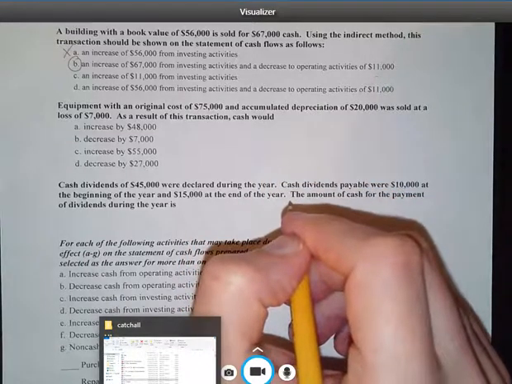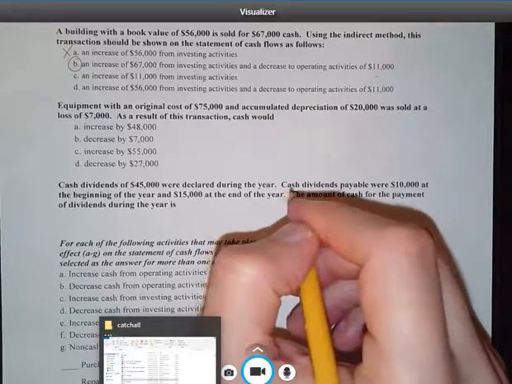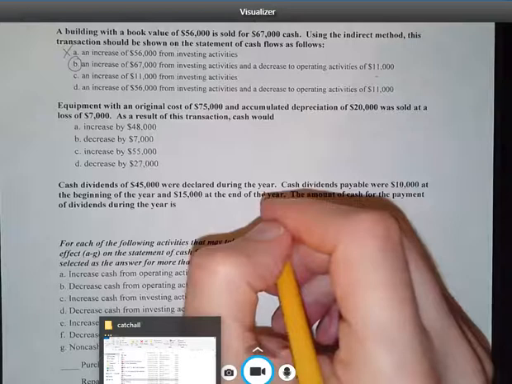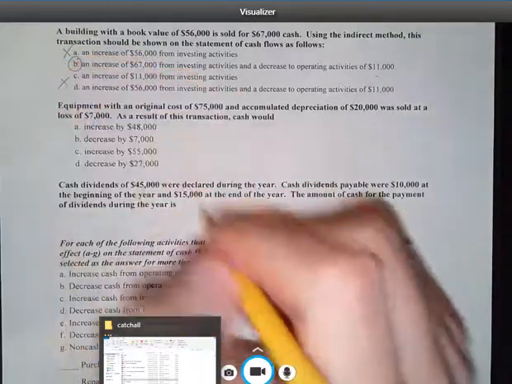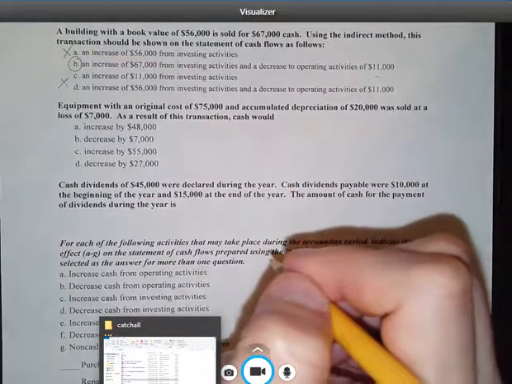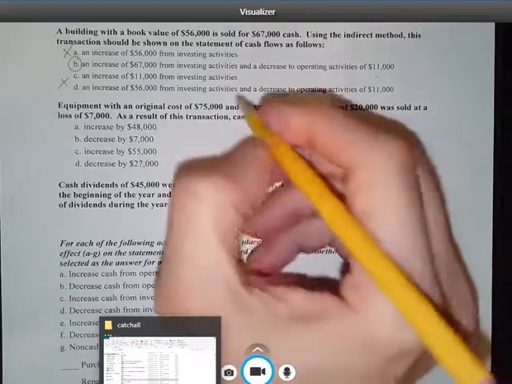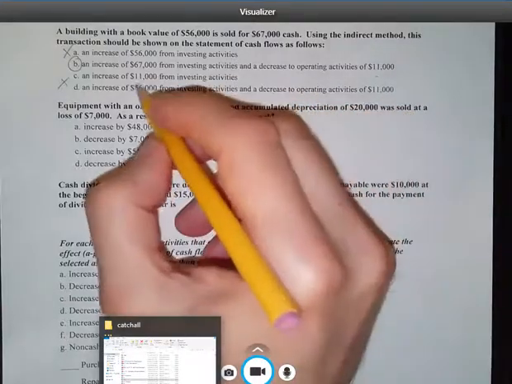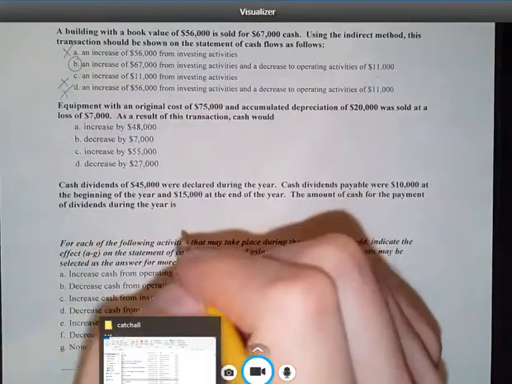Let's see here. C is wrong. It says 11,000. It was 67,000. That's not the complete answer anyway. D, it says an increase of 56,000. Well, we already know that the second part of D is correct, but the first part is wrong. It's 67,000, not 56,000. Okay.